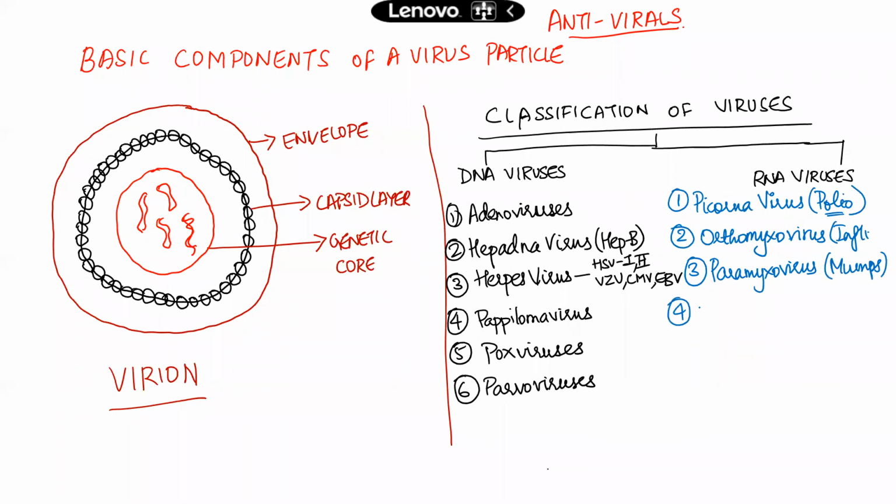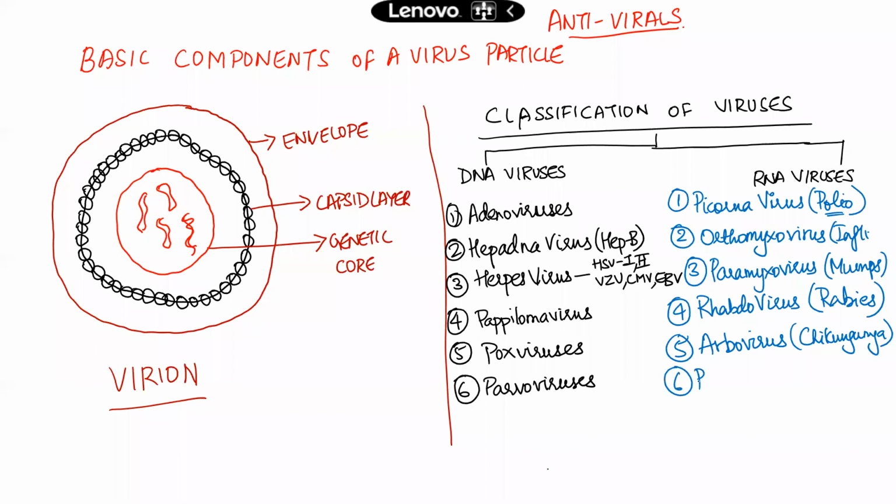Then fourth, we have rhabdovirus, which causes rabies. Then we have arbovirus that causes chikungunya. Just look at the spelling. Then rotavirus. If you have been listening to your SPM classes, you might have heard about this virus. It causes gastroenteritis in children.